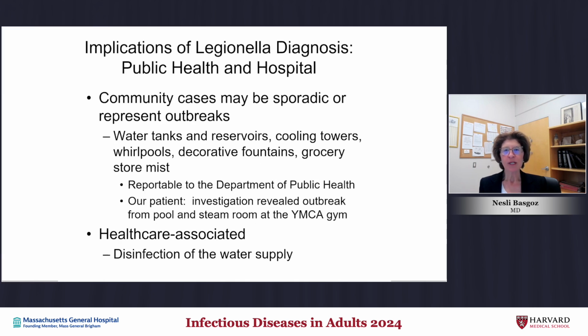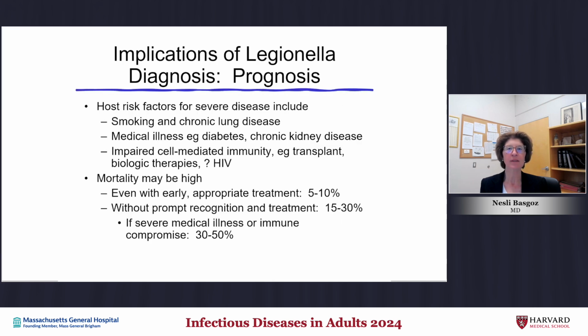The implications for diagnosis are that community cases may be sporadic or represent outbreaks, and water tanks and reservoirs, cooling towers, whirlpools, decorative fountains, or even grocery store mist can be reservoirs. This is a reportable disease, and our patient had probably gotten this in the pool and steam room at the YMCA, which was then disinfected. In healthcare associated cases, we pay a lot of attention to the water supply in hospitals.